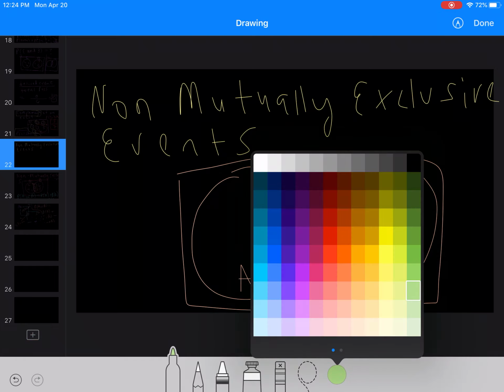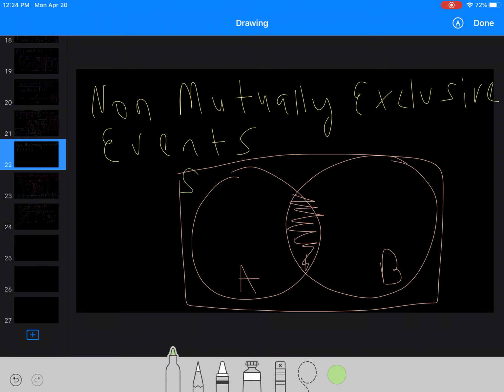And remember, the rectangle is the universal set. So the universal set is all possibilities. All elements are in the universal set. And A and B are known as subsets of the universal set. It just means that they're inside the universal set.